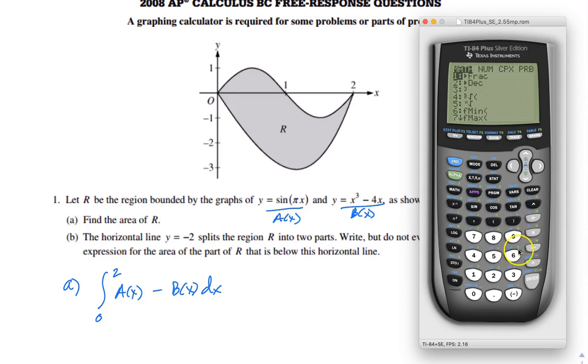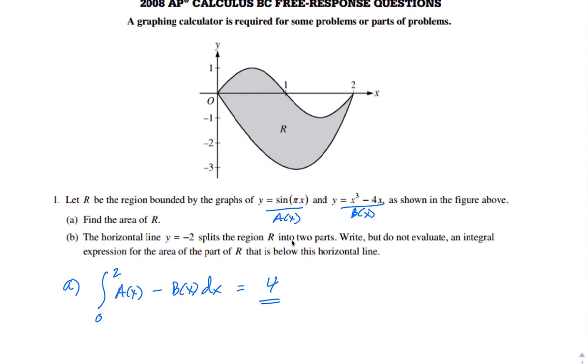We're gonna go math 9 for the integral. We're gonna go 0 to 2. And again, I typed them both in, so I have alpha y equals, alpha trace y1 minus y2, alpha 4, y2 this time, and then x. And it gives me an answer of 4. Nice and easy. Okay, that's A.